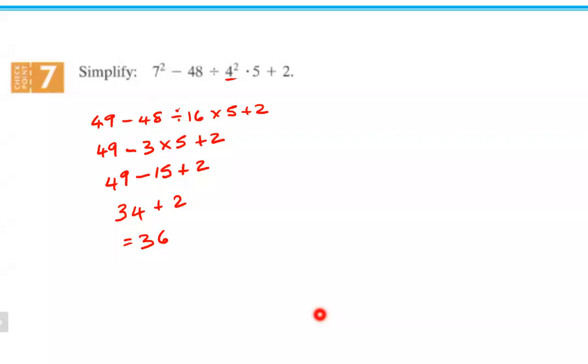Okay. Now, as Miss Pratt was explaining, I just want to remind you, the first thing is grouping symbols. You need to look for that. If you don't see that, the next thing is exponents.